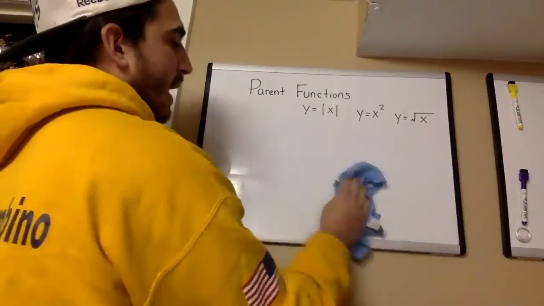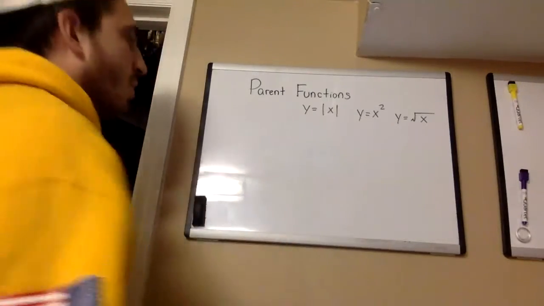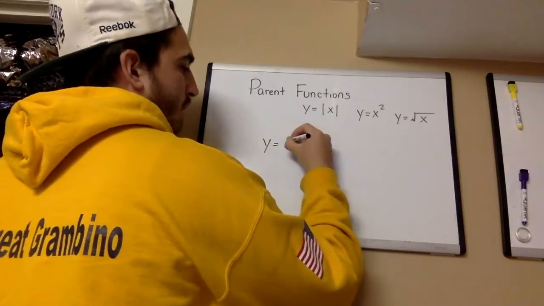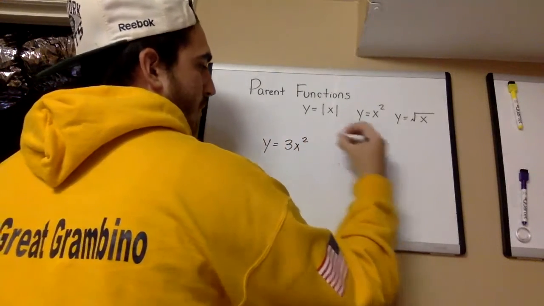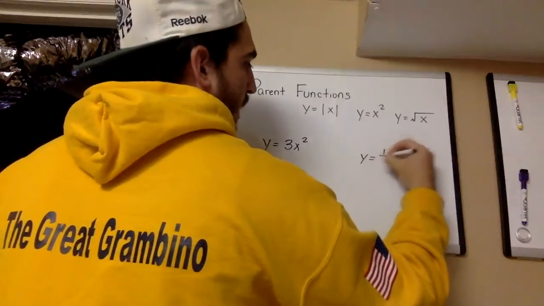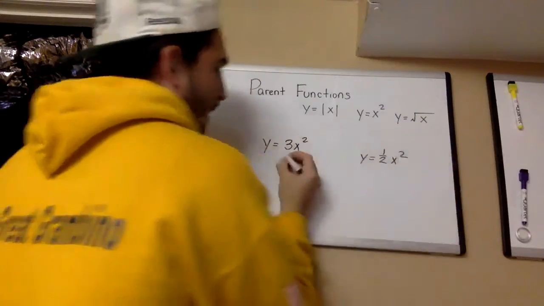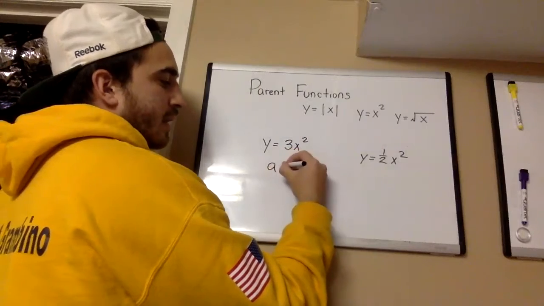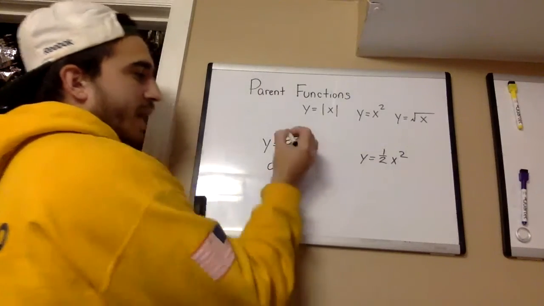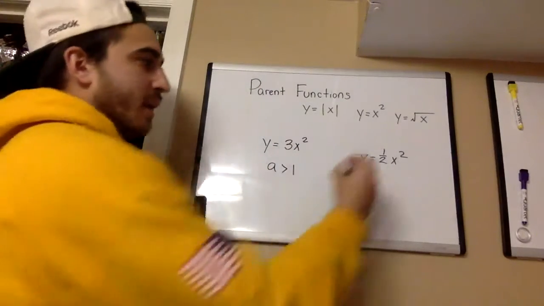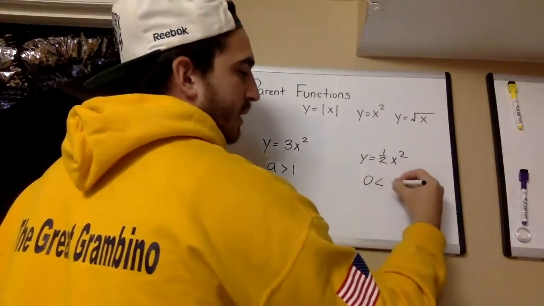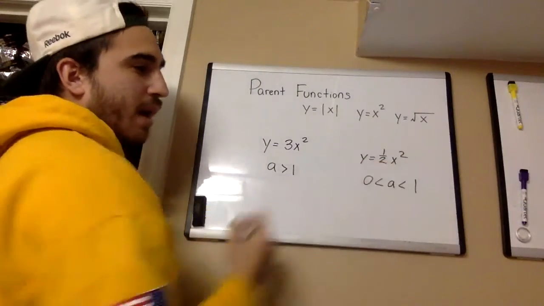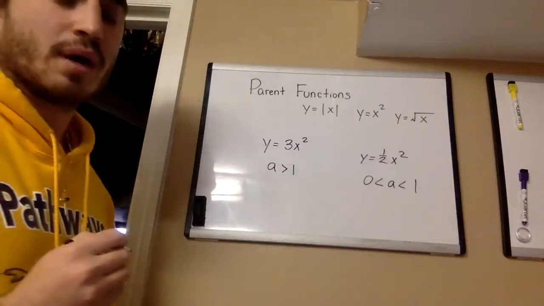So now let's look at what if the number in front is different. I'm going to give you two cases. y equals 3x squared and y equals 1/2 x squared. In this case, we say the number in front is our a value. If our a is greater than 1, we get this case, which I'm going to go over in a second. If your a is in between 0 and 1, you are going to get this case. So in this problem, our a is 1/2, that's in between 0 and 1.